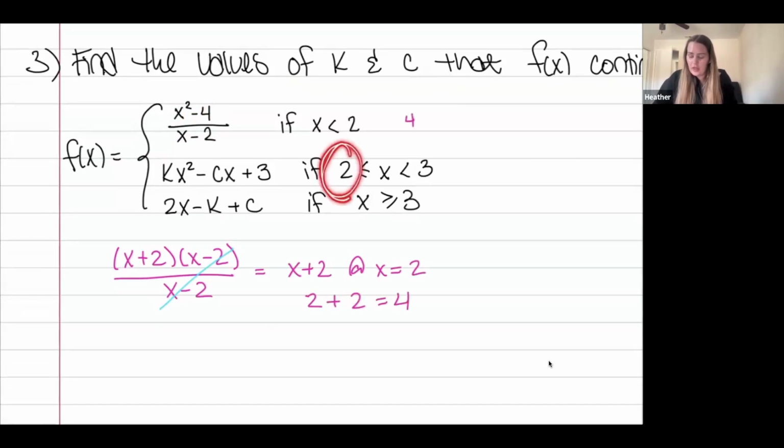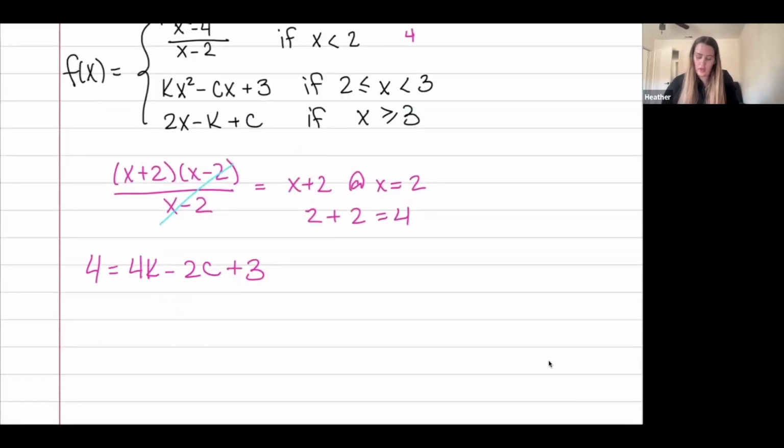Now I'm going to set that equal to 2 plugged into here. So I got my 4 from the top. From the second function, we're going to get 2 squared, which is 4k minus 2c plus 3. I think I'll go ahead and clean it up, just combine my like terms. I only have the constants that are like terms. So I have 1 is equal to 4k minus 2c. So this will be equation 1.